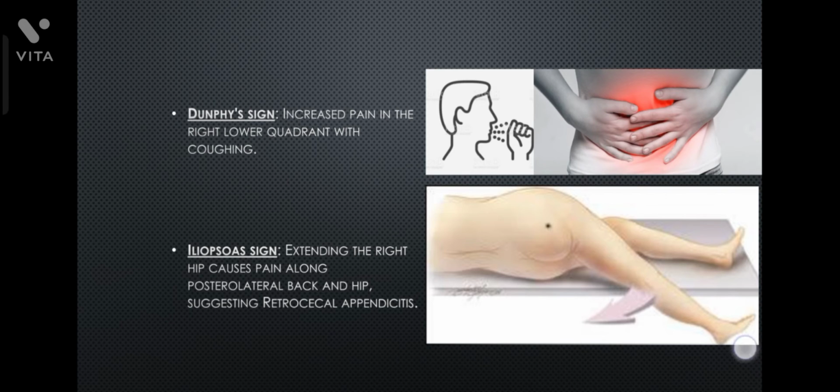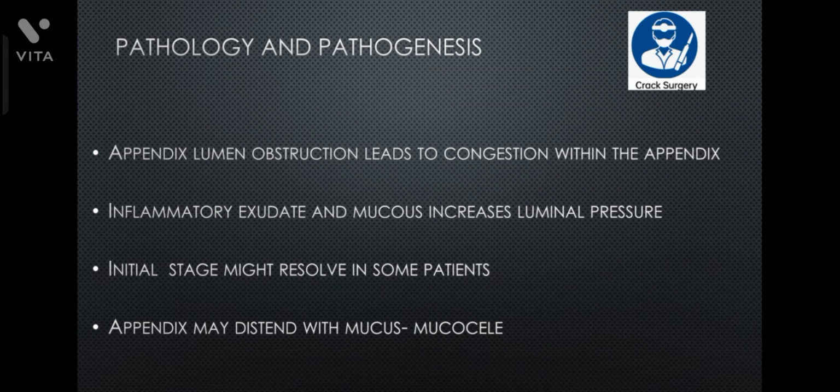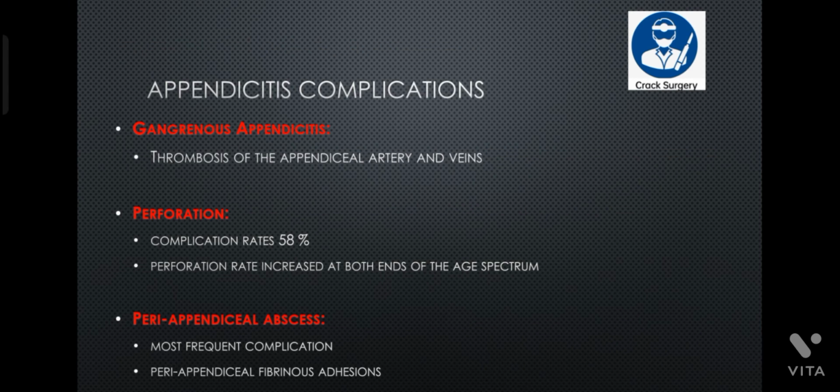Pathology and pathogenesis. The appendix lumen is obstructed, which leads to congestion within the appendix, inflammatory exudate and mucus, and increased luminal pressure. The initial stage might resolve in some patients. The appendix may be distended with mucus, which is known as mucocele. There are further complications of appendicitis. First, gangrenous appendix. Thrombosis of the appendiceal artery or vein leads to gangrene of the appendix.